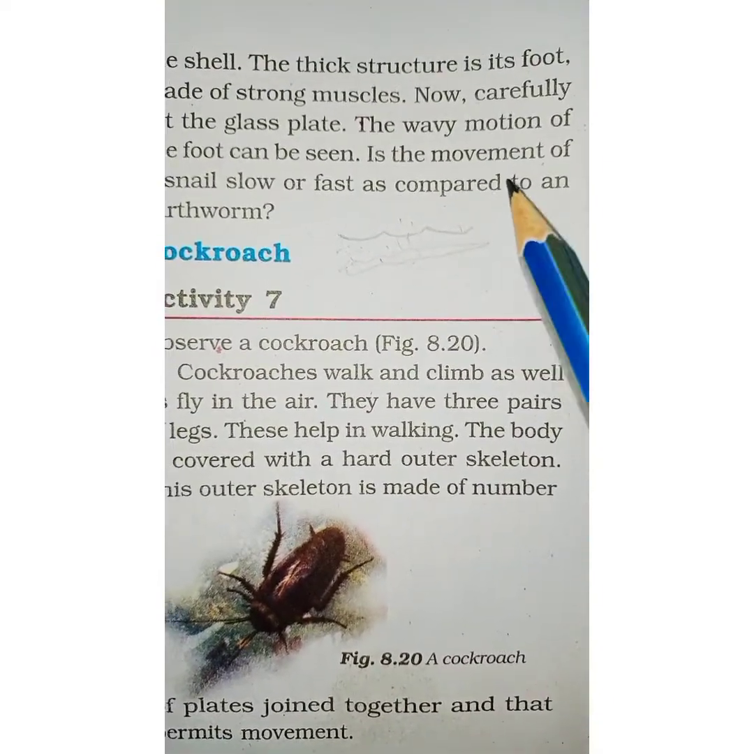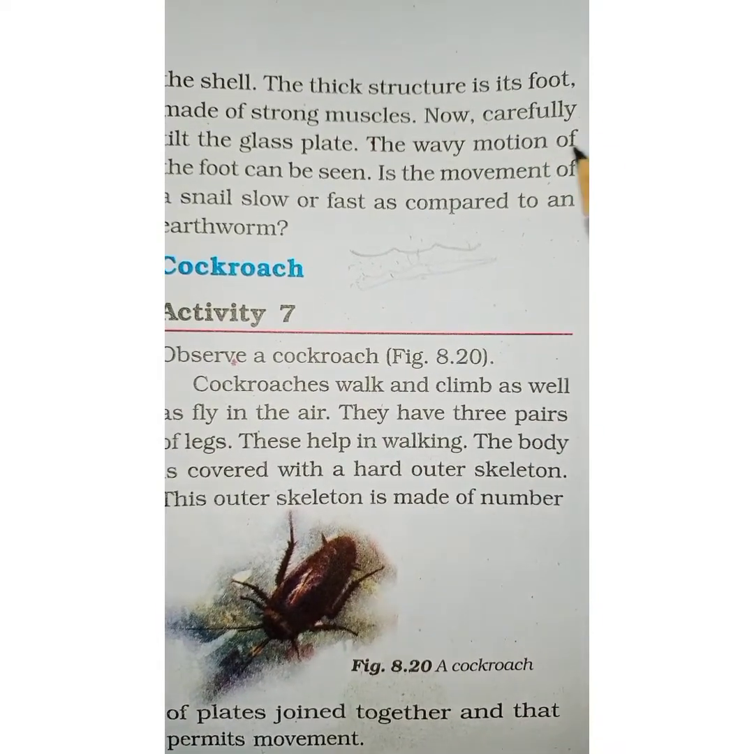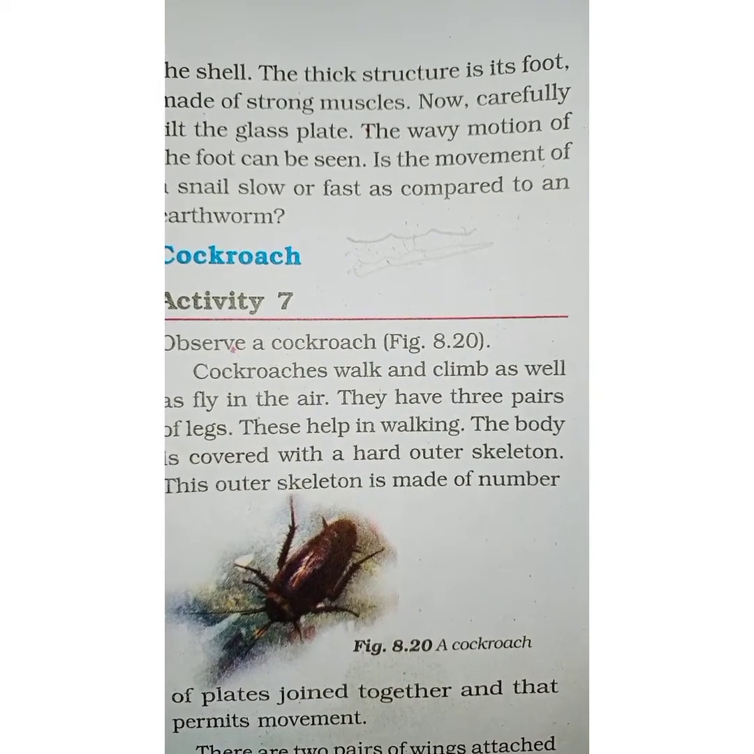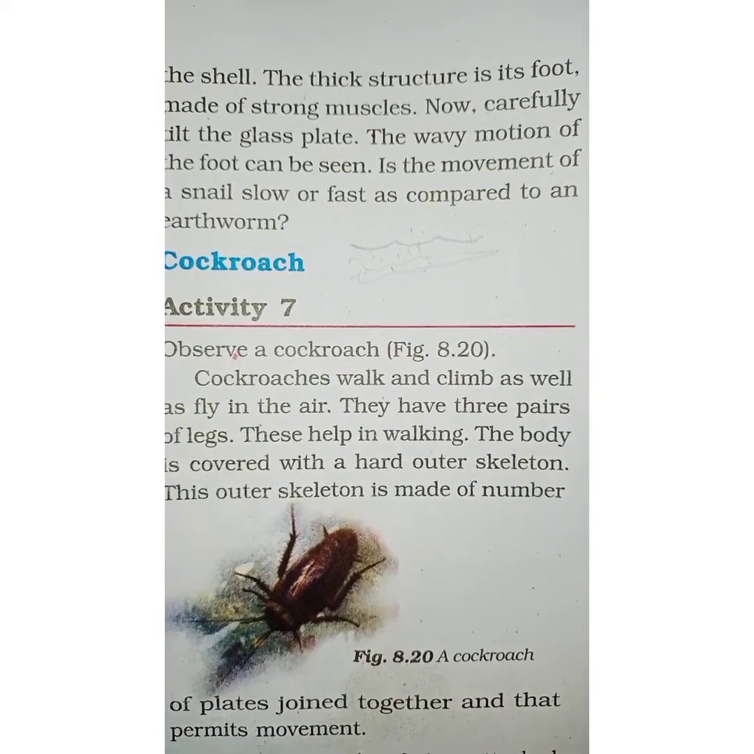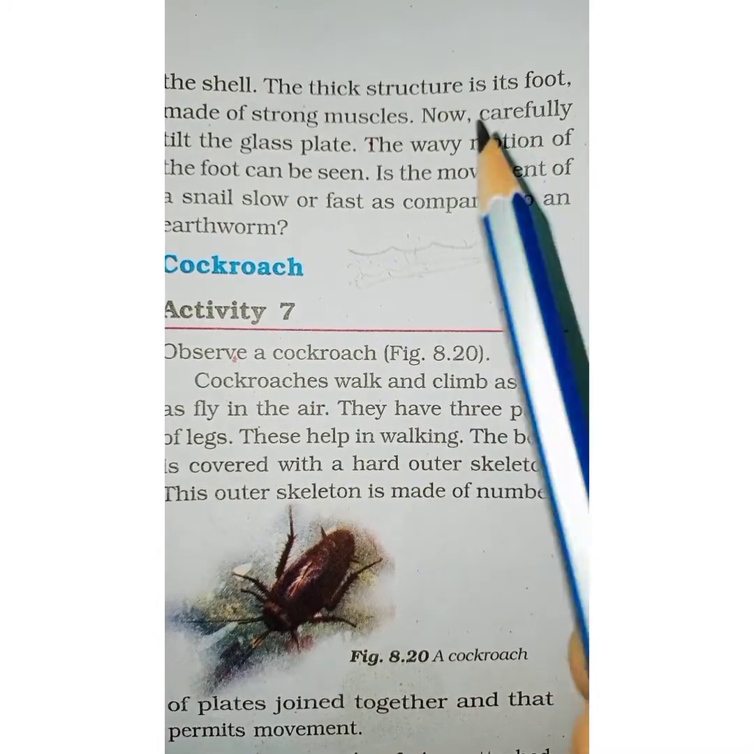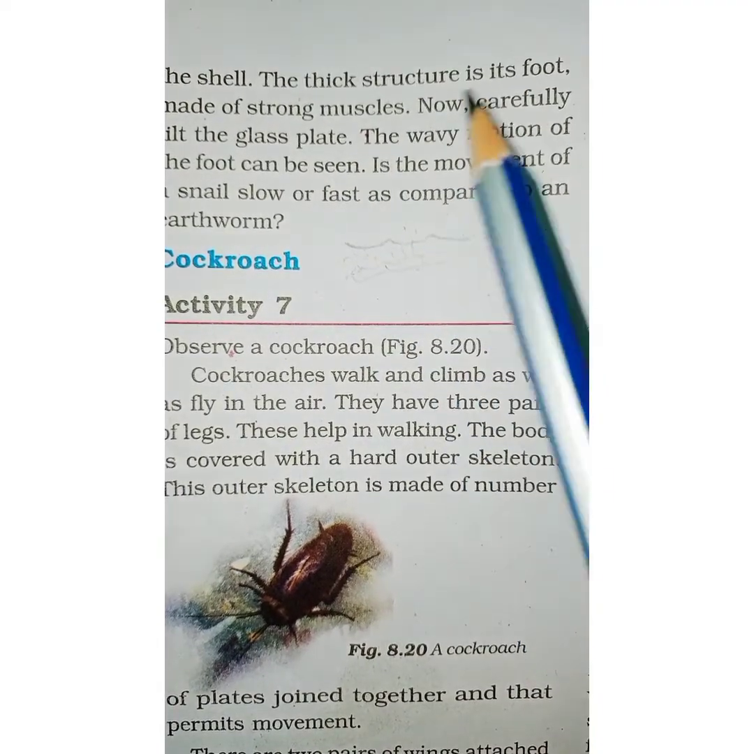So how is it moving? It is moving because of the thick structure of its foot. The foot is helping. That foot is made up of very strong muscles. So the complete shell and the body of the snail are moved with the help of this strong foot, which has strong muscle.